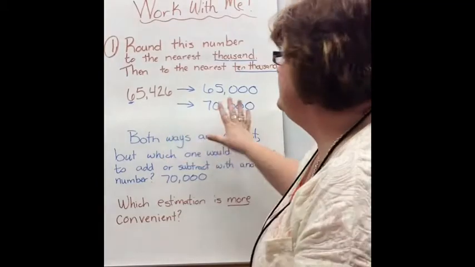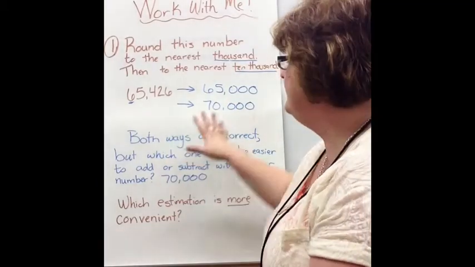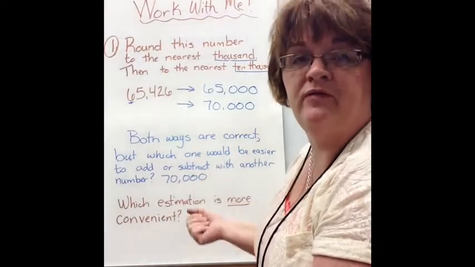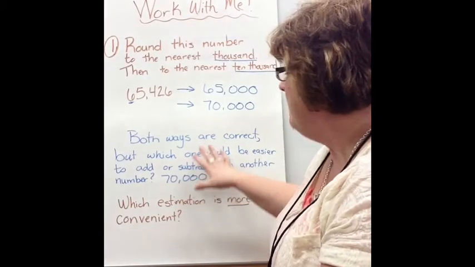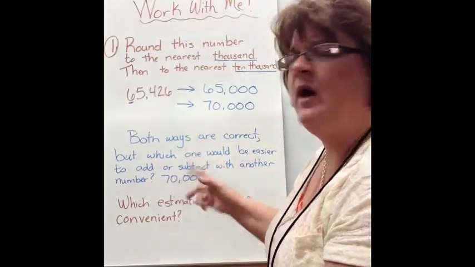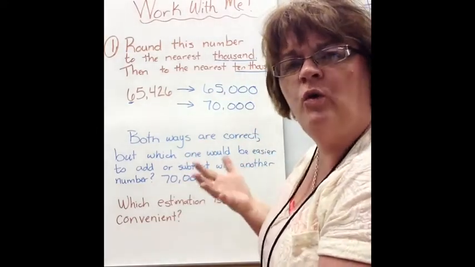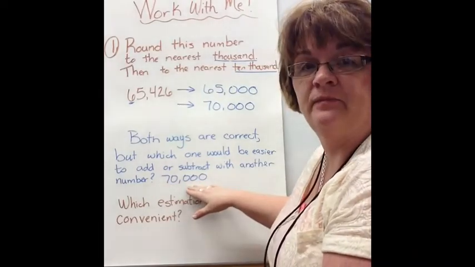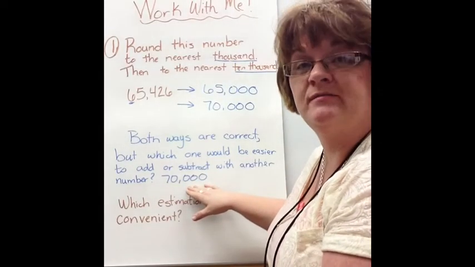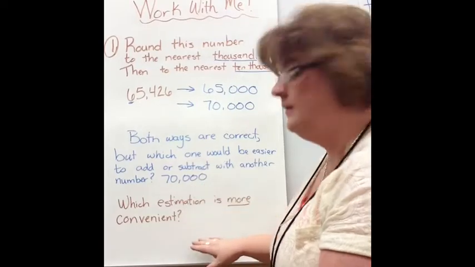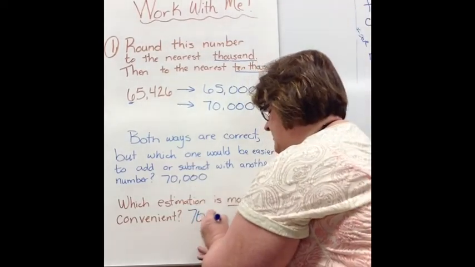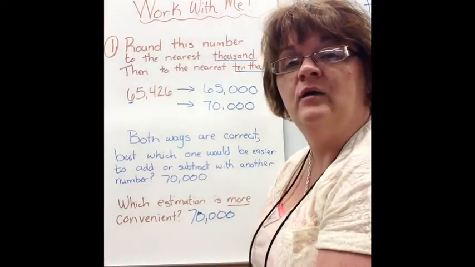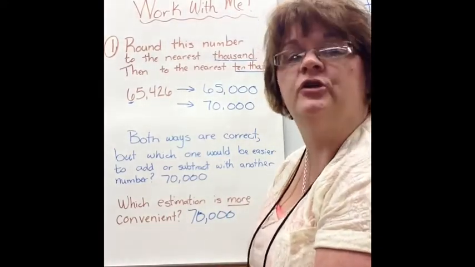As you can see, this is two different numbers, two different ways of rounding the exact same number, and both of those ways are correct. But if you had to add or subtract this number, which one would be easier for you to use? The 70,000. So which number is more convenient? The 70,000, because if I were going to have to add this really quickly in my head with another number, the 70,000 I could do really quickly.